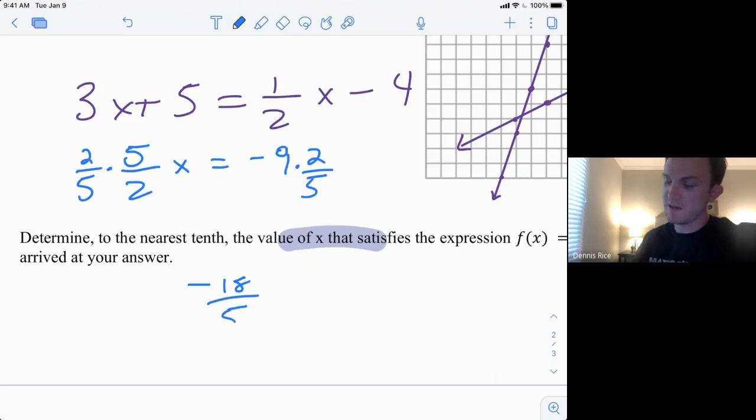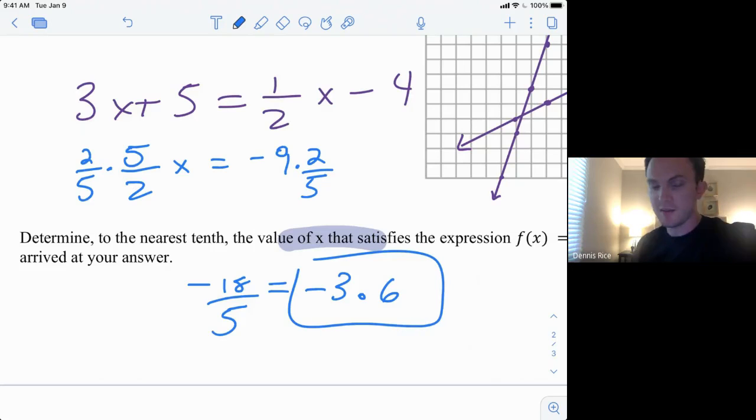I don't want to give that as an answer. It said nearest 10th. What would that be to the nearest 10th? Not a trick question. You don't even have to round it. It's just -3.6. And we don't even usually say, oh, plug that in to find the y value. What did the question ask? Just the x value.